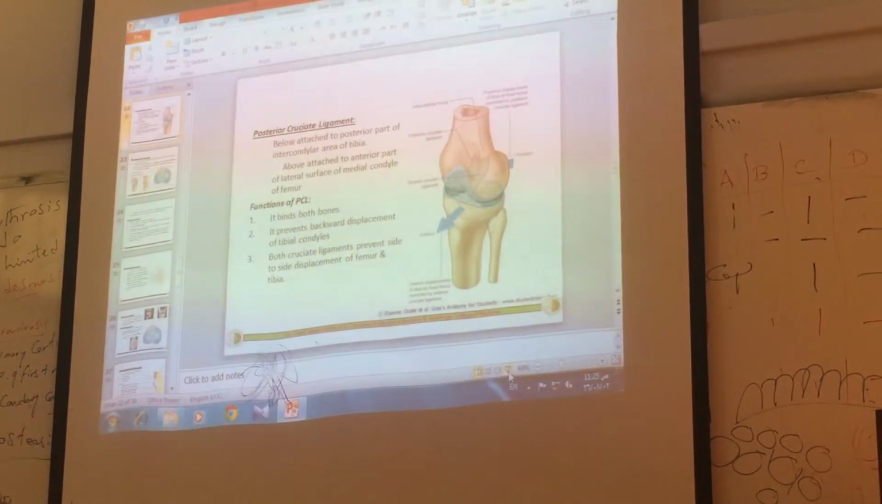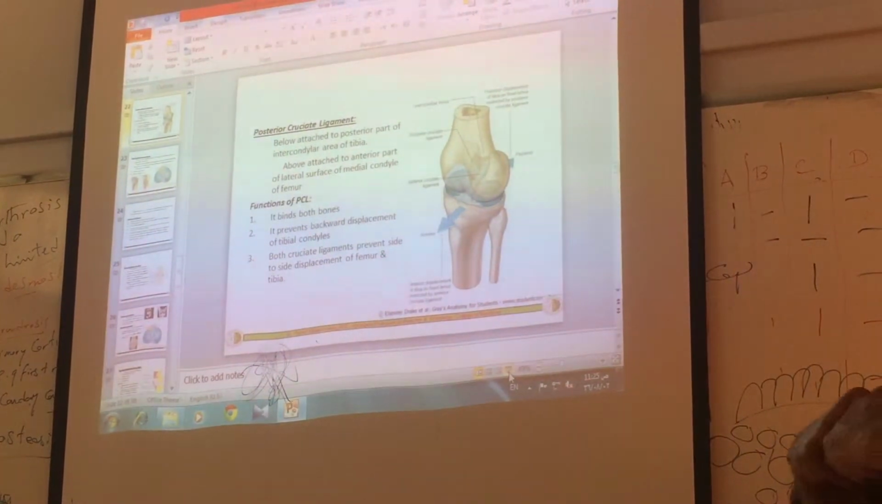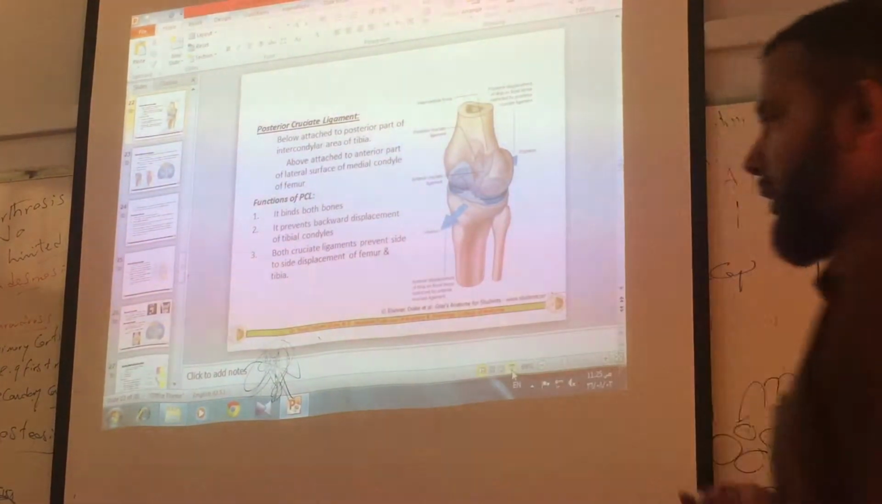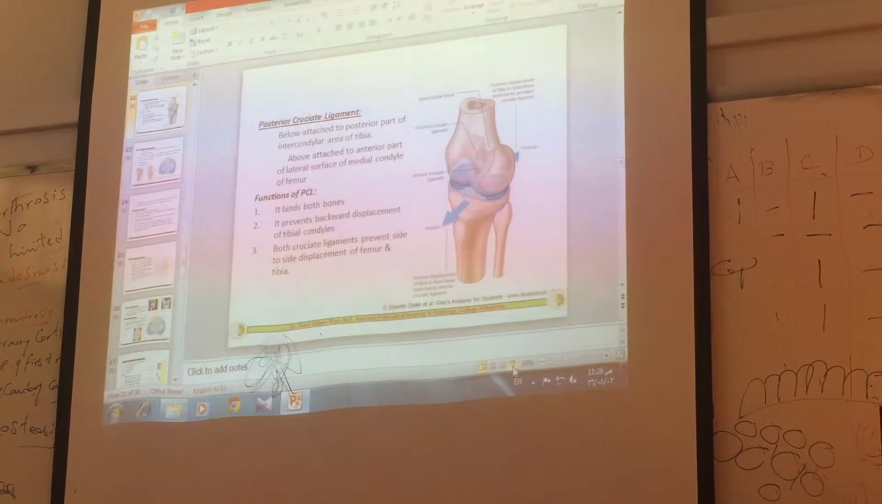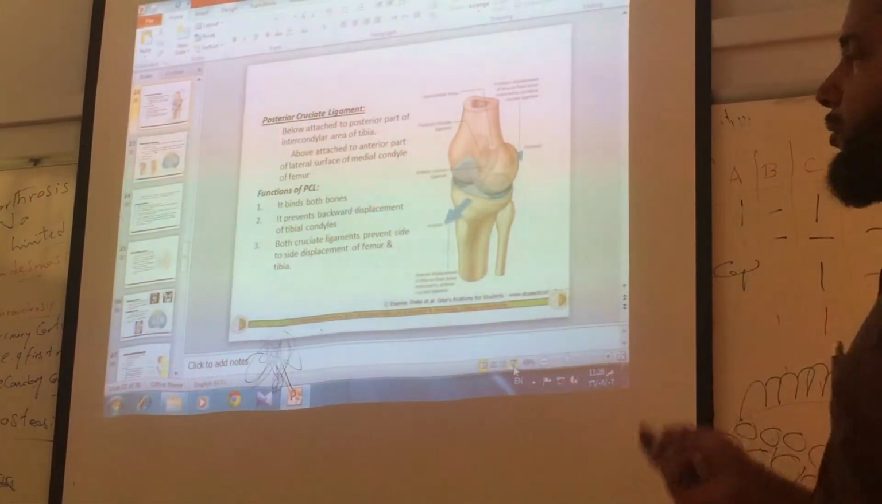Anterior and posterior displacement is prevented, and side-to-side displacement. So it has a very important role in the stability of the knee joint. These are called the anterior and posterior cruciate ligaments. So whenever you write, there are so many, but don't forget these cruciate ligaments.